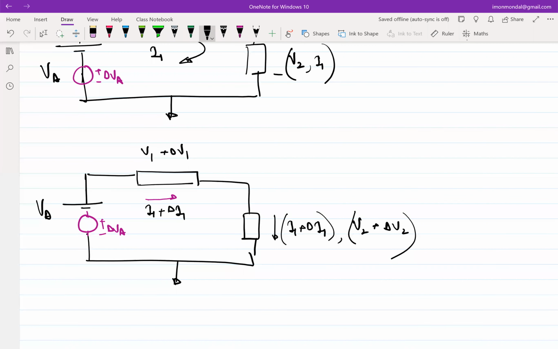Now, are you aware of the substitution theorem? What is the substitution theorem?